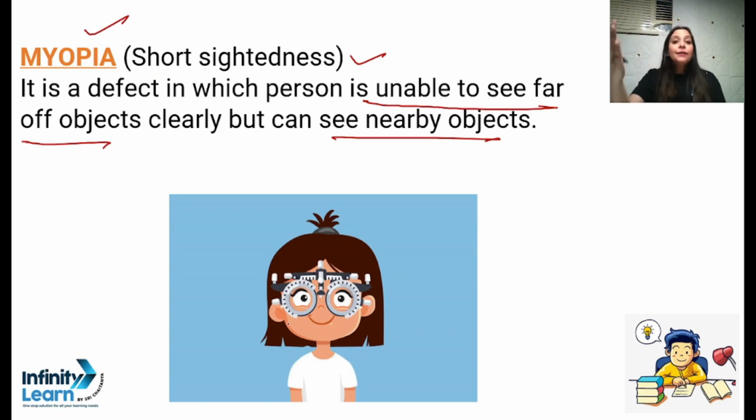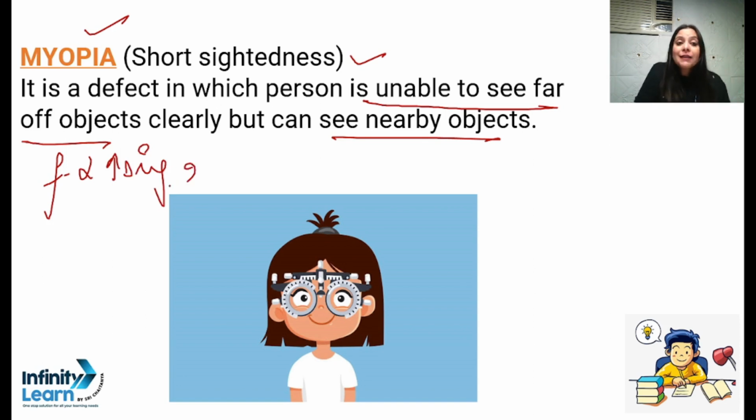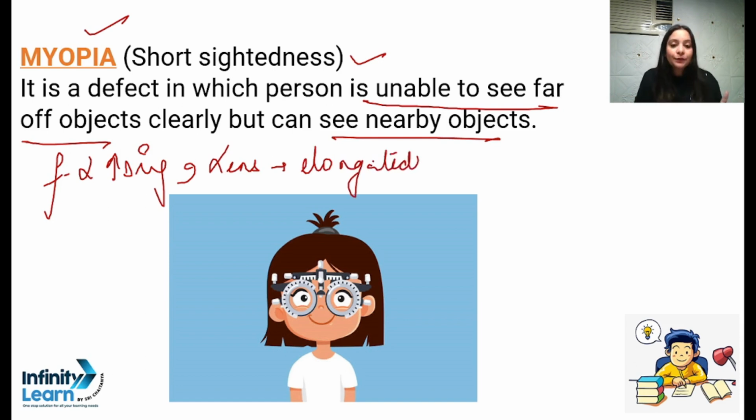Now, if he can't see far off things clearly, that means the focal length is not increasing properly. Though it is increasing, a proper increase is not there. If focal length isn't increasing properly, that means our lens is not becoming properly elongated. There is some defect, the shape of the lens is not proper. That is the reason focal length is not increasing.